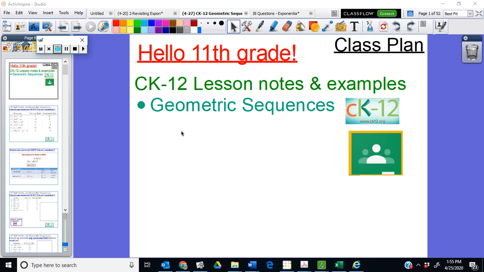This video is to help support this week's CK12 lesson, which is about geometric sequences. Geometric sequences are just an extension of exponential functions. They behave in the same way, they're just modeled slightly differently. So let's take a look.